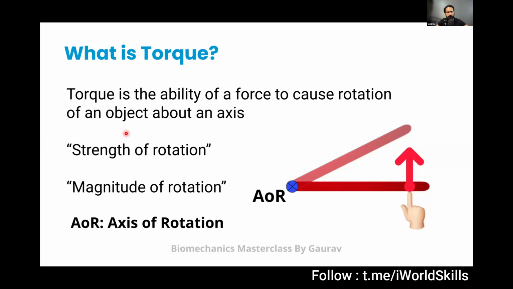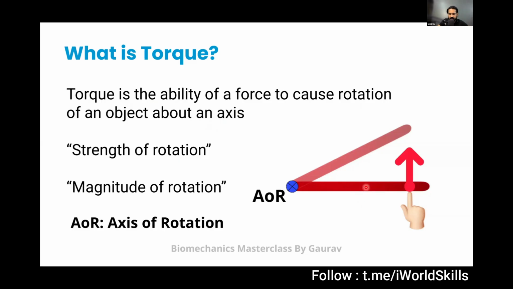So what is torque? Torque is the ability of a force to cause rotation of an object about an axis. Let's read this definition again. Torque is the ability of a force to cause rotation of an object about an axis. Correct. Let's understand this with this very simple example that I have for you over here.